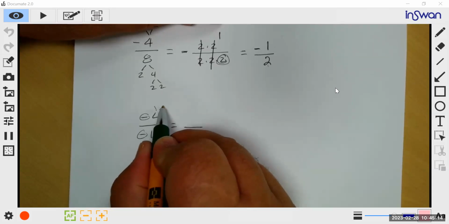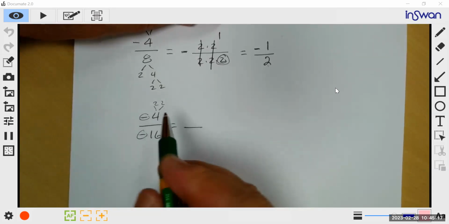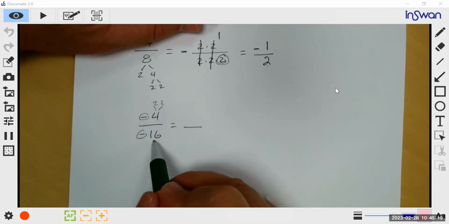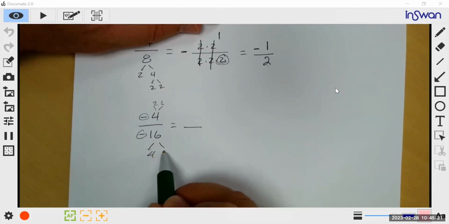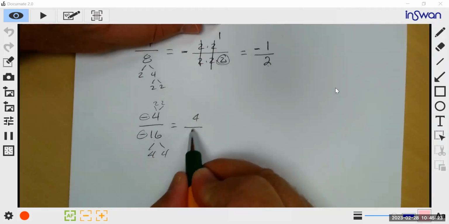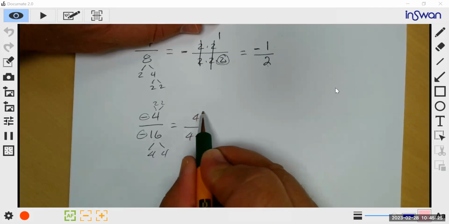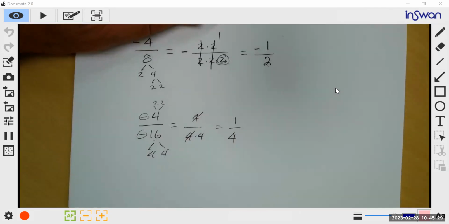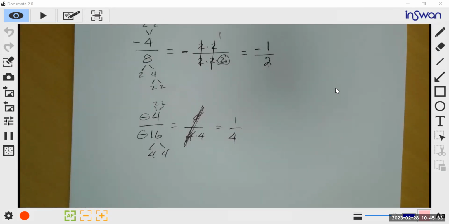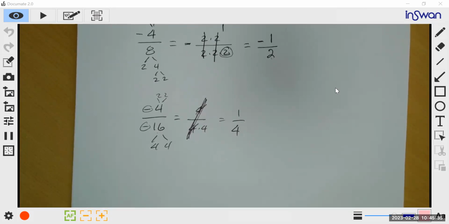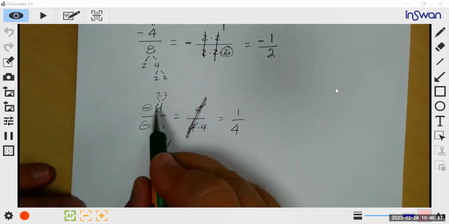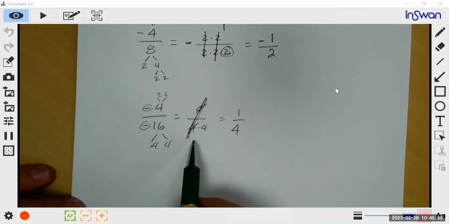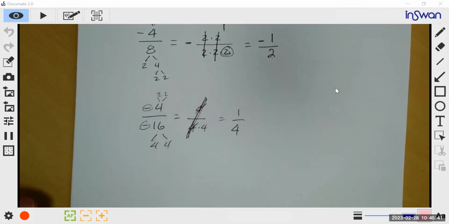We know we have 2 times 2. Can everybody see that 16 is made up of 4 times 4? So we have a 4 on top, 2 4s on the bottom. So our final answer is 1/4, because these 4s cancel. Or if you don't see that, it'll be 2 times 2 on top, 2 times 2 times 2 times 2 on the bottom.